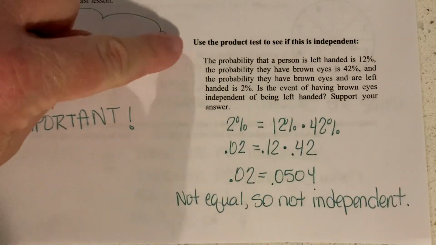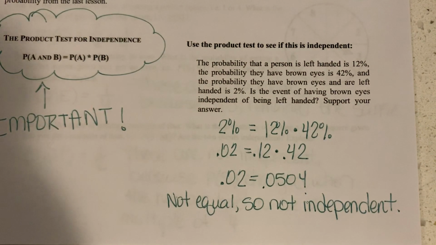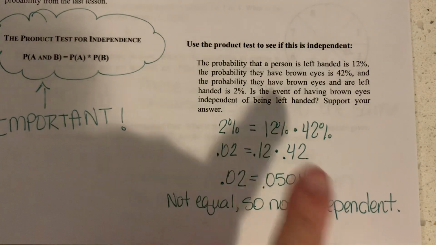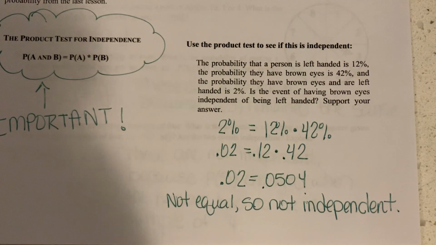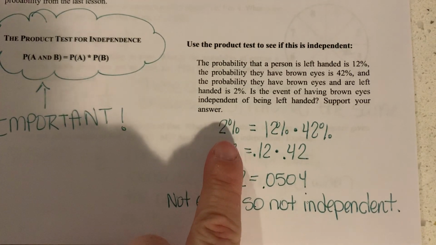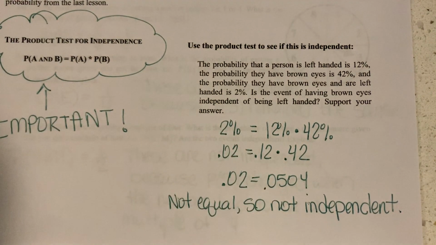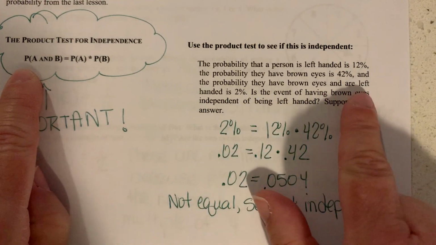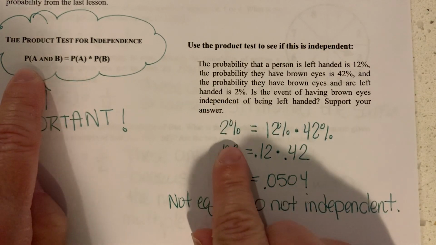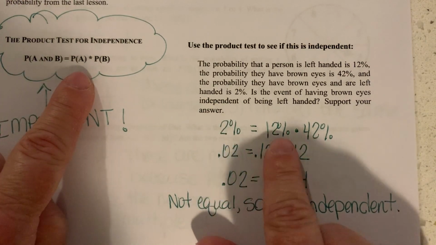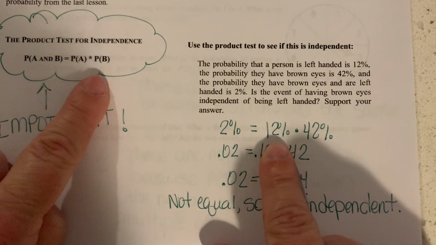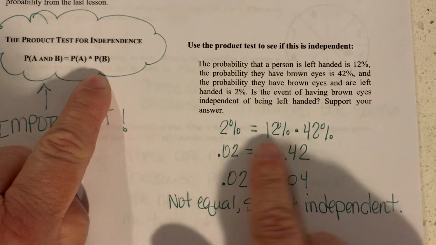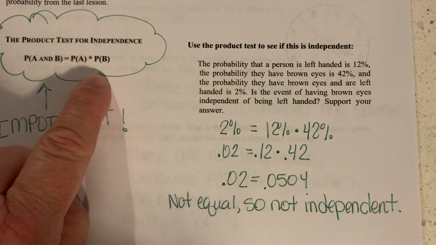So we're going to use this product test to see if these are independent. The probability that a person is left-handed is 12%. The probability they have brown eyes is 42%. The probability that they have brown eyes and they're left-handed is 2%. So is it independent? Well, let's use our formula. So the probability that they have brown eyes and they're left-handed is 2%. The probability that they're left-handed is 12, and the probability they have brown eyes is 42. So we just plugged those in. I converted them to decimals.